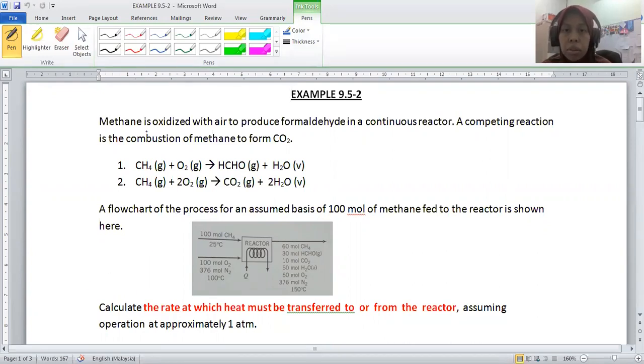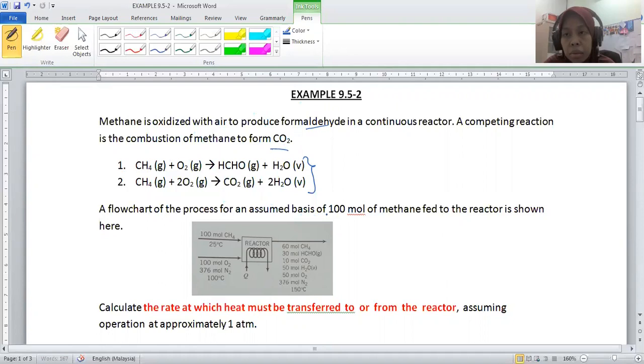Today we are going to go through example 9.52. This example is in your textbook. You can open your textbook and go through it together with me. This question is about the oxidation of methane with air for the production of formaldehyde, and also a side reaction occurs, forming carbon dioxide. So it is a multiple reaction process.